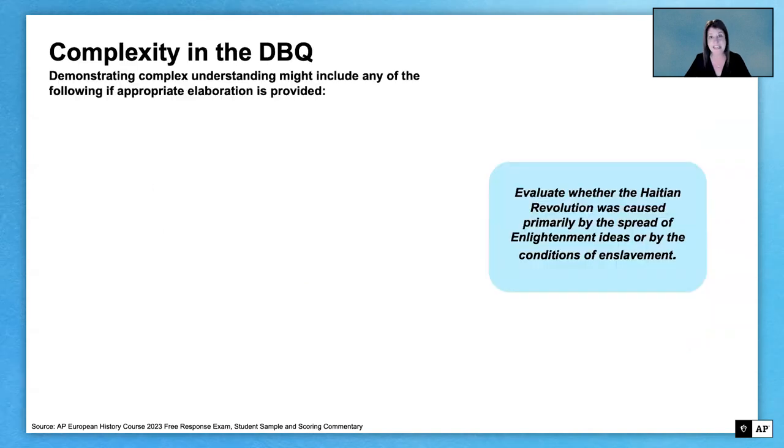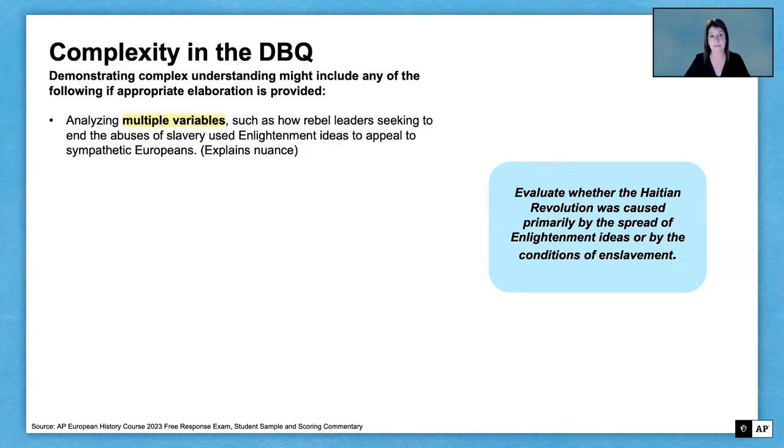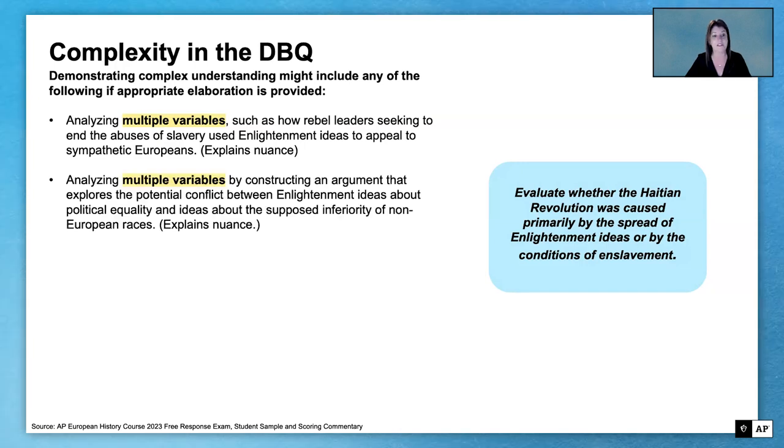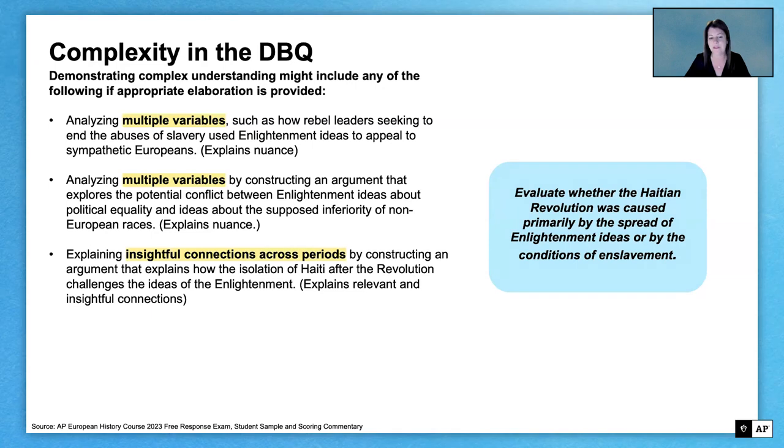So complexity, again, the D2 point, there's a lot of ways that students are able to show complexity. Students can analyze multiple variables. An example in this DBQ was how rebel leaders sought to end abuses of slavery and used Enlightenment ideas to appeal to Europeans. That was nuance. Another example was constructing an argument that explores the conflict between Enlightenment ideas and ideas about the supposed inferiority of non-European races. They could explain relevant, insightful connections by constructing an argument that explains how the isolation of Haiti after the revolution challenges the ideas of the Enlightenment.